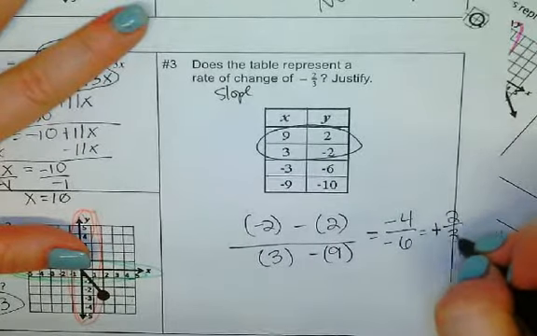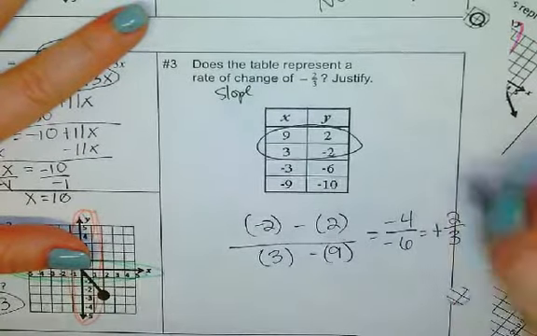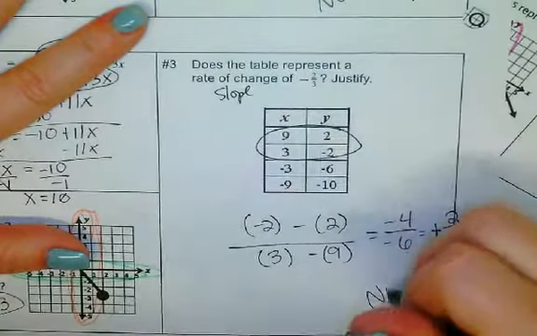And this reduces down to 2 over 3. So positive 2 over 3. They have negative 2 over 3.